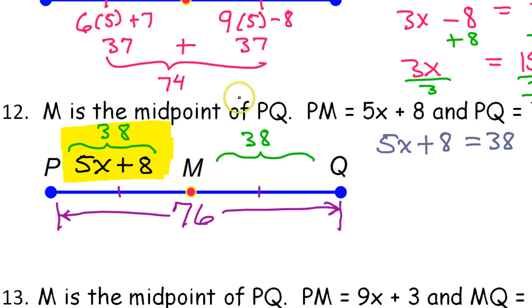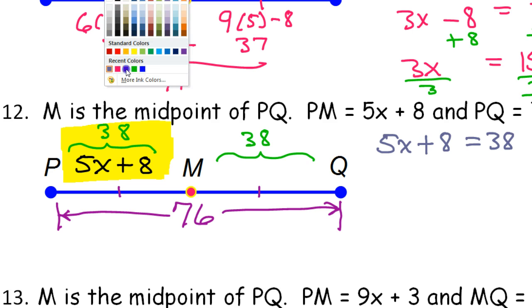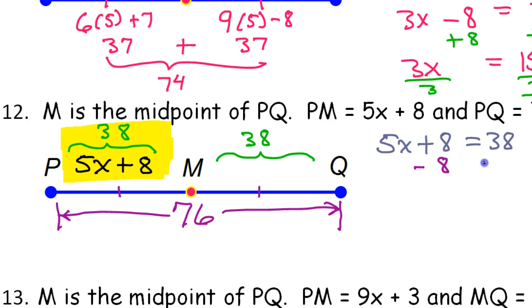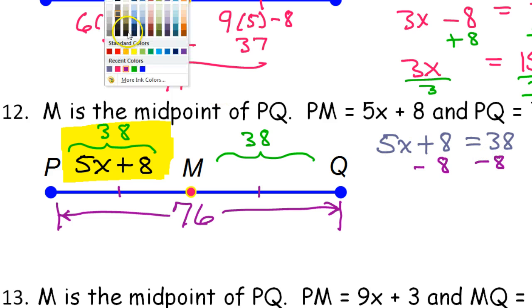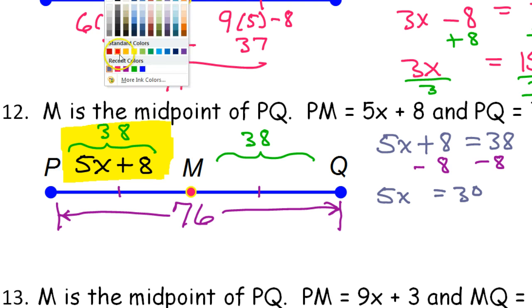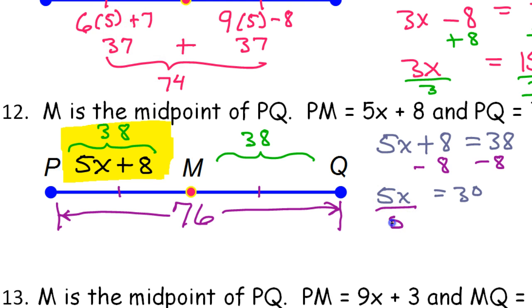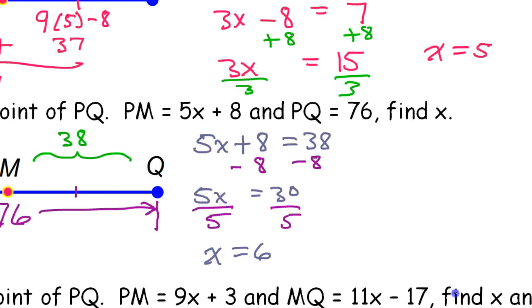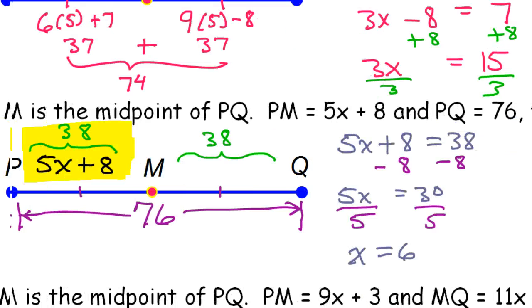I think I'll stick with the purple. So subtracting 8 from both sides gives me 5x is equal to 30. Now dividing both sides by 5 gives me x equals 6. And that's what we're supposed to find. So that's it for number 12.